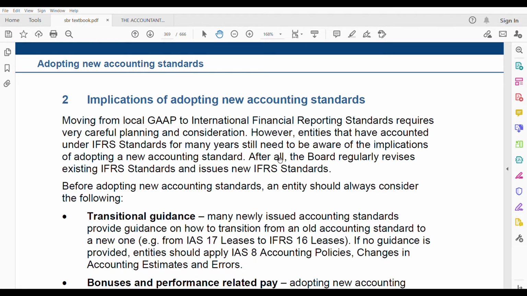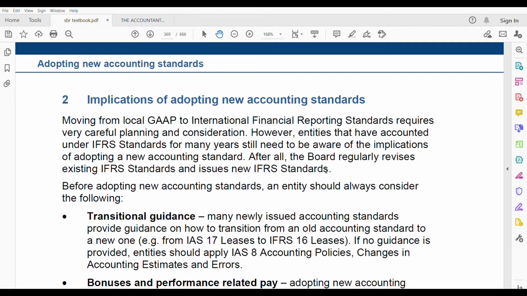After all, the Board regularly revises existing IFRS and issues new IFRS standards. The ones who have been using IFRS standards for many years, even they have to be careful of any changes because IFRS standards do not stay static. They keep on changing. They're very dynamic. Whether it will be beneficial for you to stay with IFRS standards or you have to move away from it, you should always consider these issues.